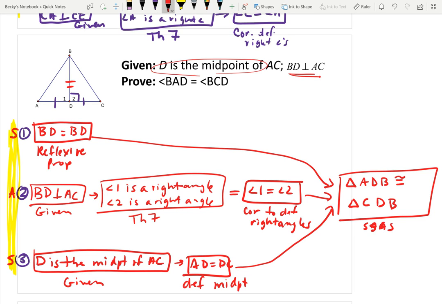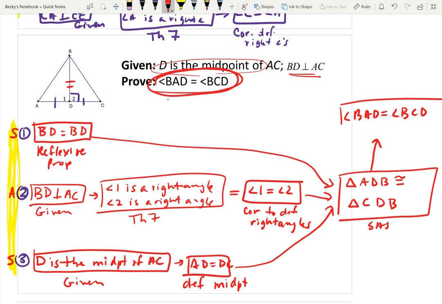Now we have one more step. We need to prove that the two angles are equal. So somewhere, it could be above, it could be below. I know I ran out of room going horizontally. I'm just going to make a little branch and say these two angles are equal. And it's our little magic letters because no one wants to write it out. CPCTE. Corresponding parts of congruent triangles are equal. And we're finished. This is a complete flow proof.